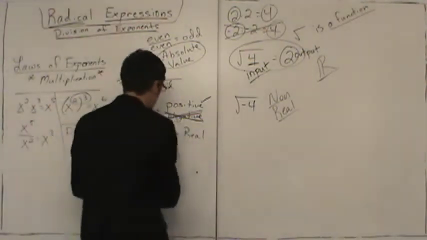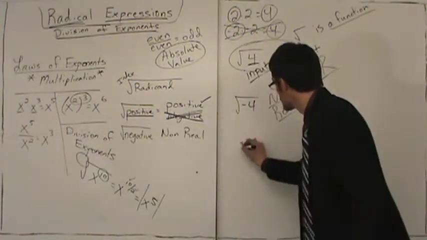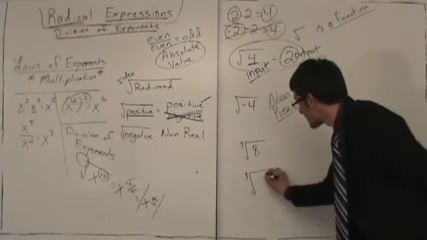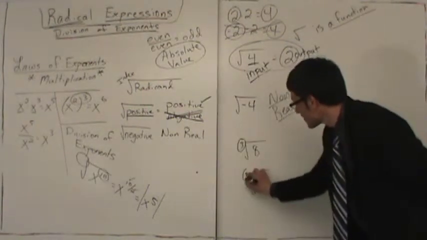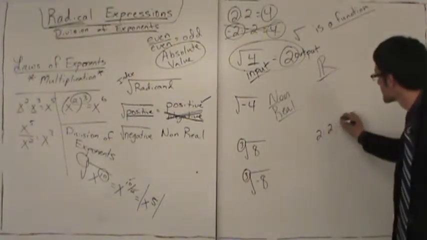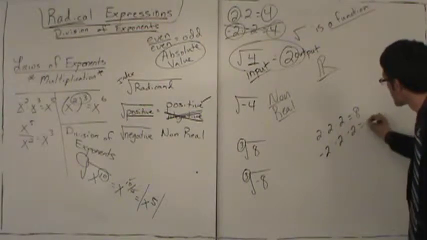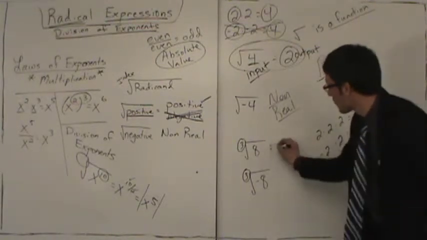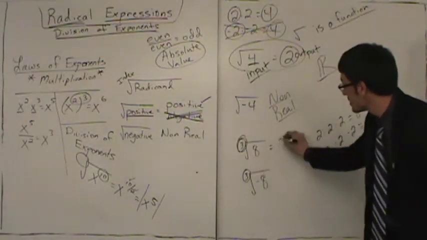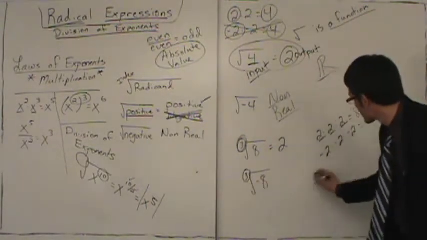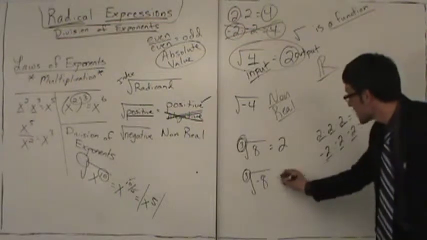However, if I say the cubed root of 8 or the cubed root of -8, if that index is an odd number, remember that 2 times 2 times 2 is positive 8. -2 times -2 times -2 is negative 8. So if I ask what number multiplies by itself 3 times to give 8, you say just positive 2. And what number multiplies by itself 3 times to give -8? That is the number -2.